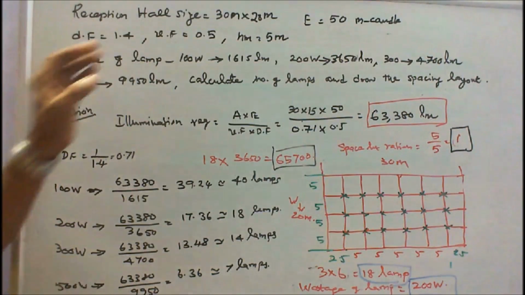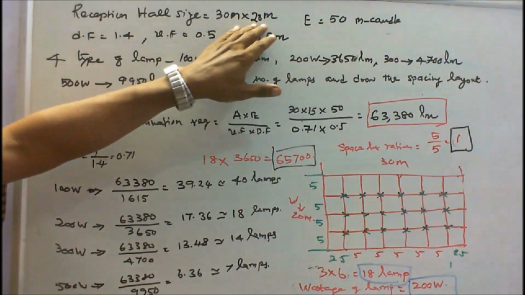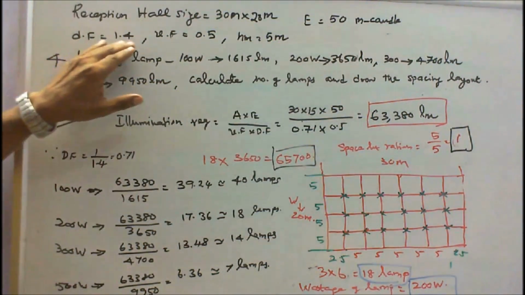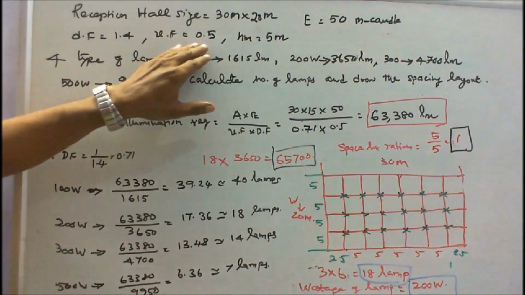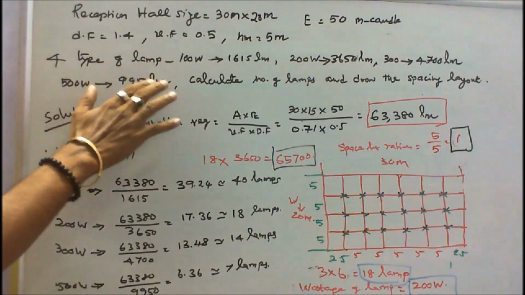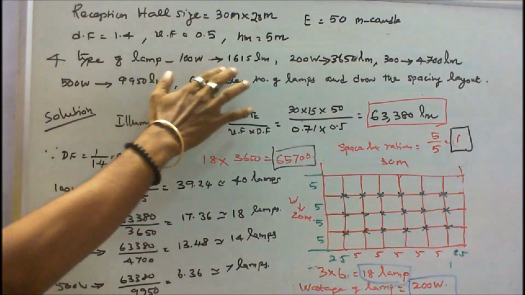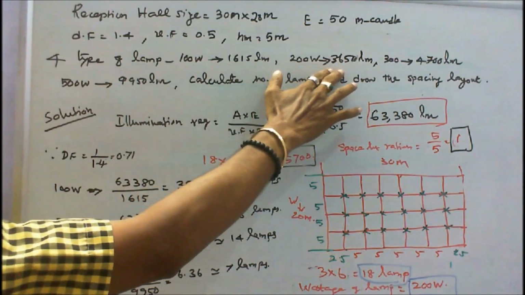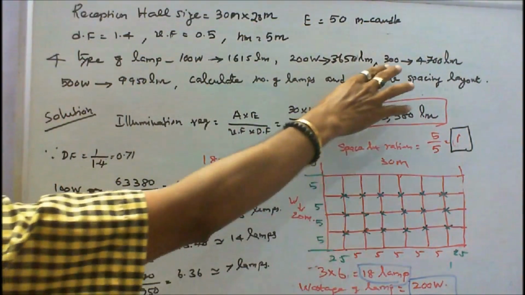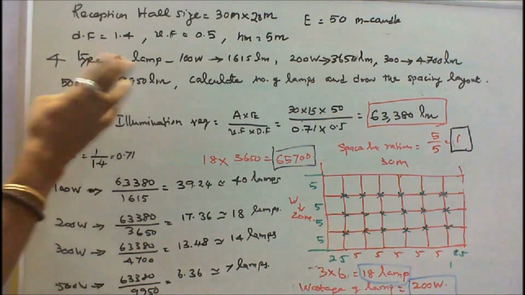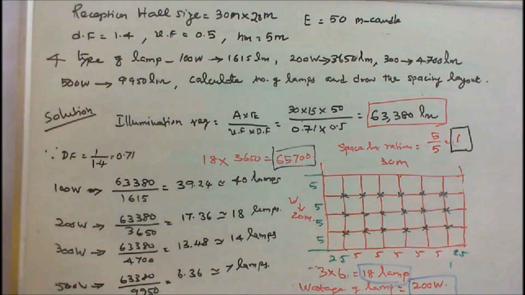So in this problem, reception hall size is given as 30 meters by 20 meters. Illumination is given as 50 meter candles. Depreciation factor is equal to 1.4. Utilization factor is equal to 0.5. Mounting height is equal to 5 meters. Four types of lamp: 100 watt, its lumen output is 1650 lumens; 200 watt, its lumen output is 3650 lumens; 300 watt, lumen output is 4700 lumens; 500 watt, output is 9950 lumens. So I can easily find how many lamps are required.